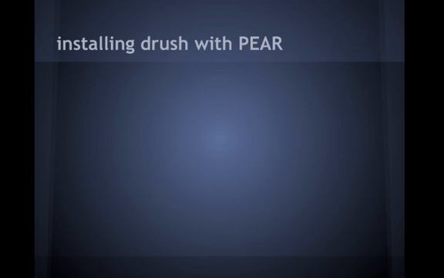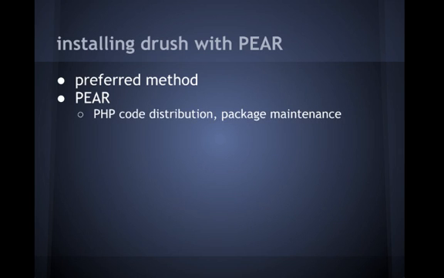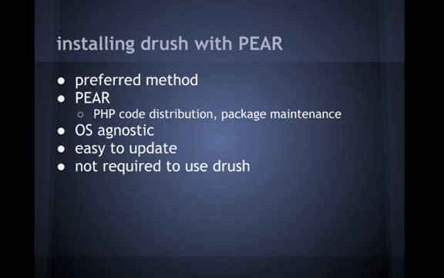The preferred method for installing and maintaining the Drush utility is to use Pear, which is a PHP code distribution and package management system. It's preferred because it's OS agnostic, so it'll work on Linux, Mac, Windows, what have you, and it makes it very easy to stay up to date and manage dependencies. Pear is not required to use Drush. You can manually install it if you want, but then you have to manually update it, and that's a pain in the butt.